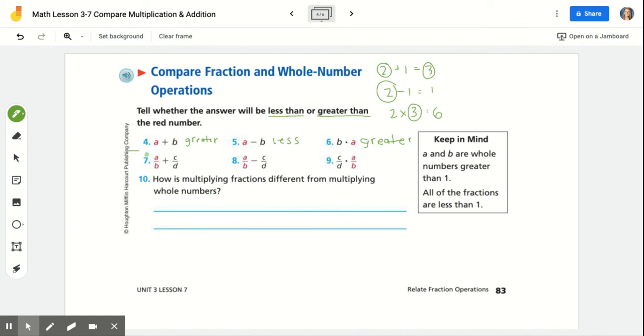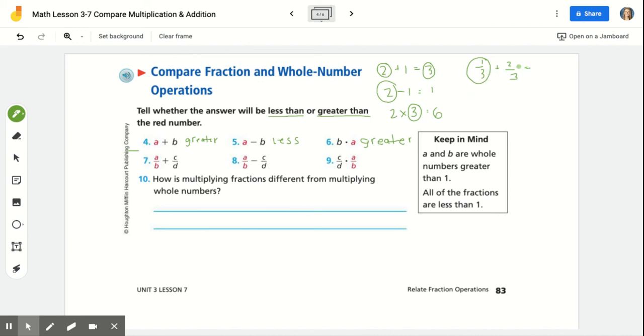Take a look at number 7, AB plus CD. And again, fraction form. Let's replace these variables with easy peasy fractions. AB, let's replace it with 1/3. And do this on the side with me. 1/3 plus 2/3. Let's replace CD with 2/3. And then we're asking ourselves, is our answer going to be less than or greater than 1/3?